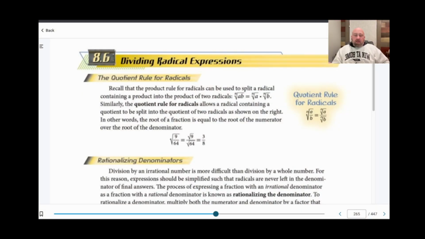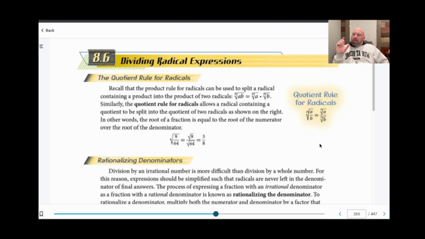Today we will be finishing chapter number 8, and this is on page 265 in your book. Page 265, we have been dealing with radicals and how to add them, reduce them, multiply them, and so it makes sense that we would be finishing up here with how to divide them. So here are some key things in this lesson.